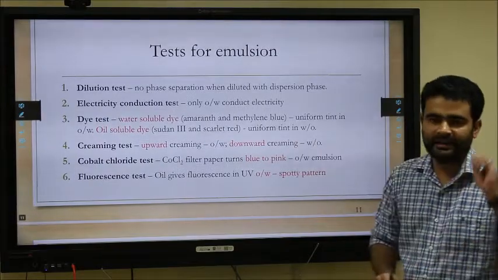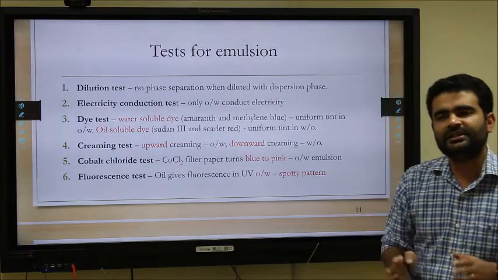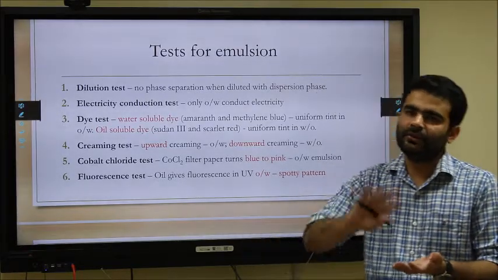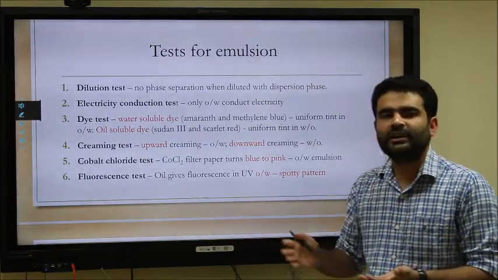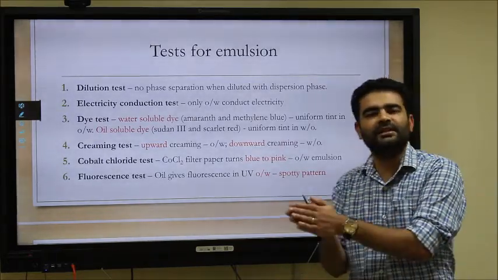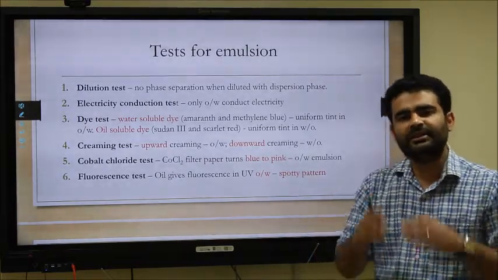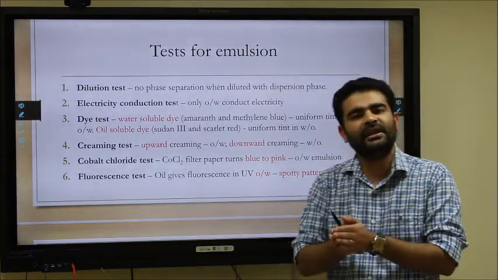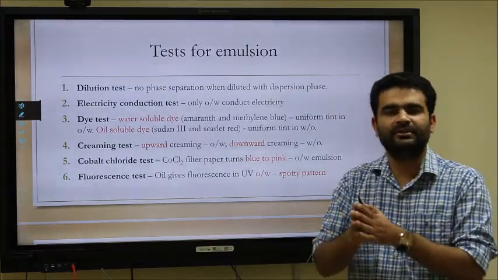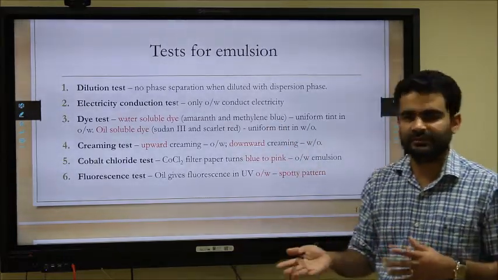Now, up to the last slide, that is tests of emulsions. First test is the dilution test. It is a very simple test. If you are given a solution and you have to identify it, you just add water to it. If the solution is oil in water type emulsion, then the emulsion will not break. Phase separation will not happen because we are just adding the dispersion phase. But in case of water in oil type emulsion, if water is added, phase separation occurs because of the lack of emulsifying agent. Extra water cannot be dispersed by the emulsion because of the lower concentration of emulsifying agent. So phase separation occurs. By the dilution test, you can easily distinguish what kind of emulsion it is.